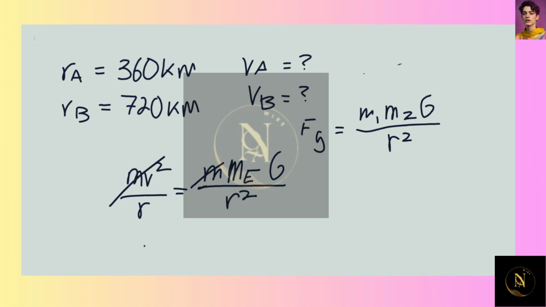Now, we can cancel out the mass of the satellite and rearrange to get that v must be equal to the square root of the gravitational constant times the mass of the Earth divided by r.